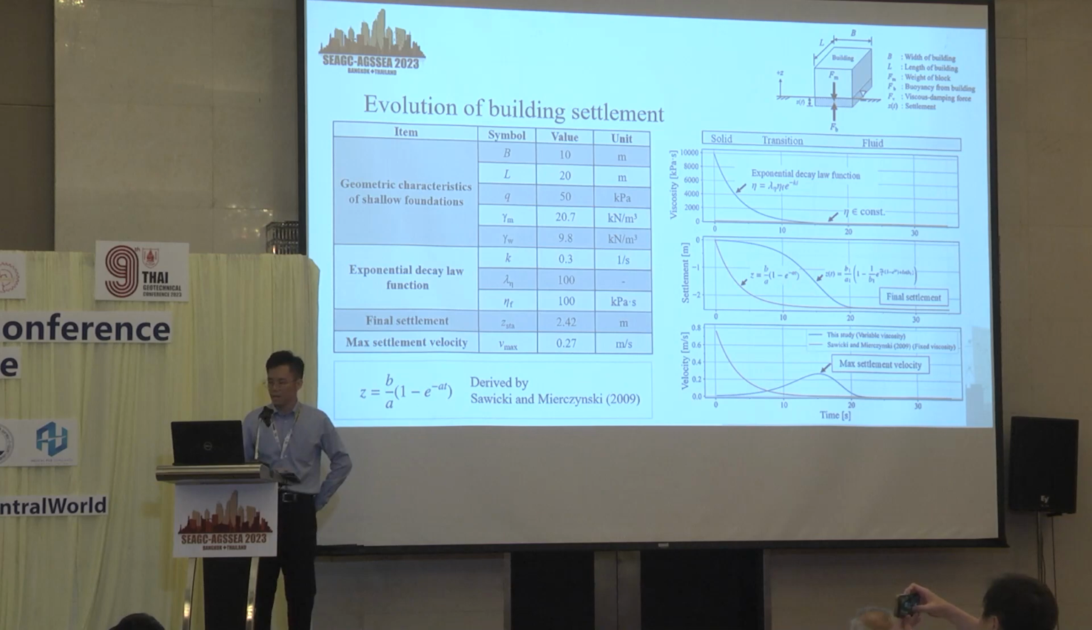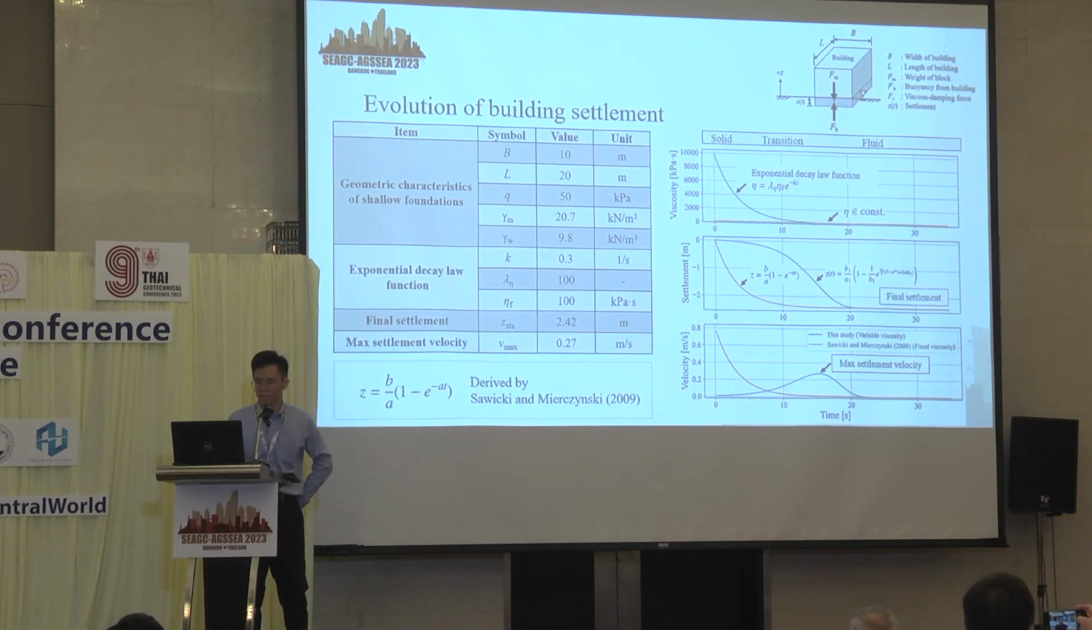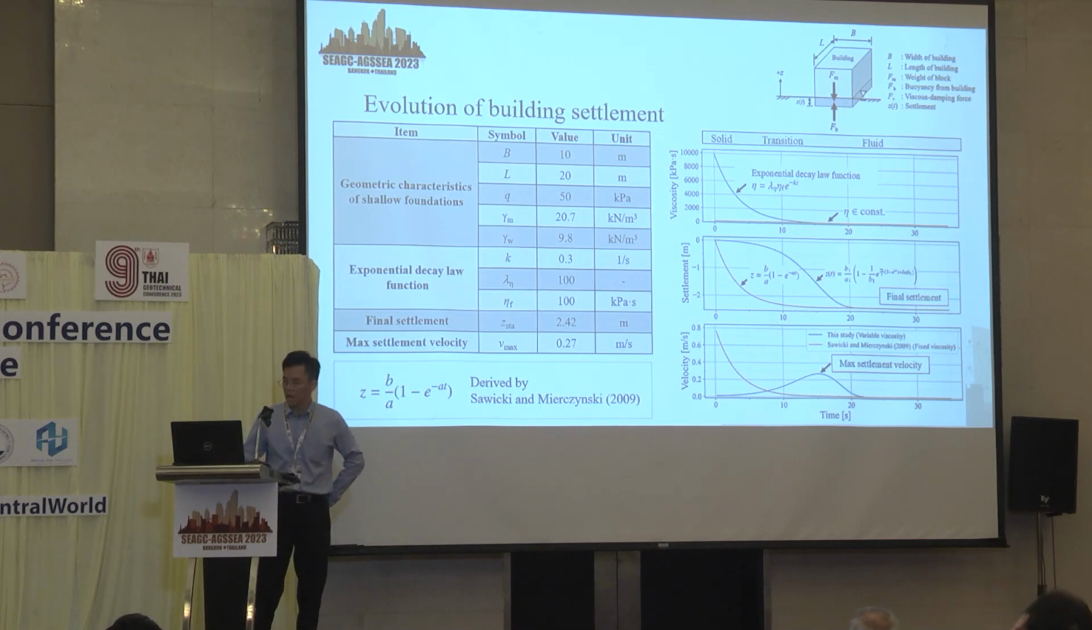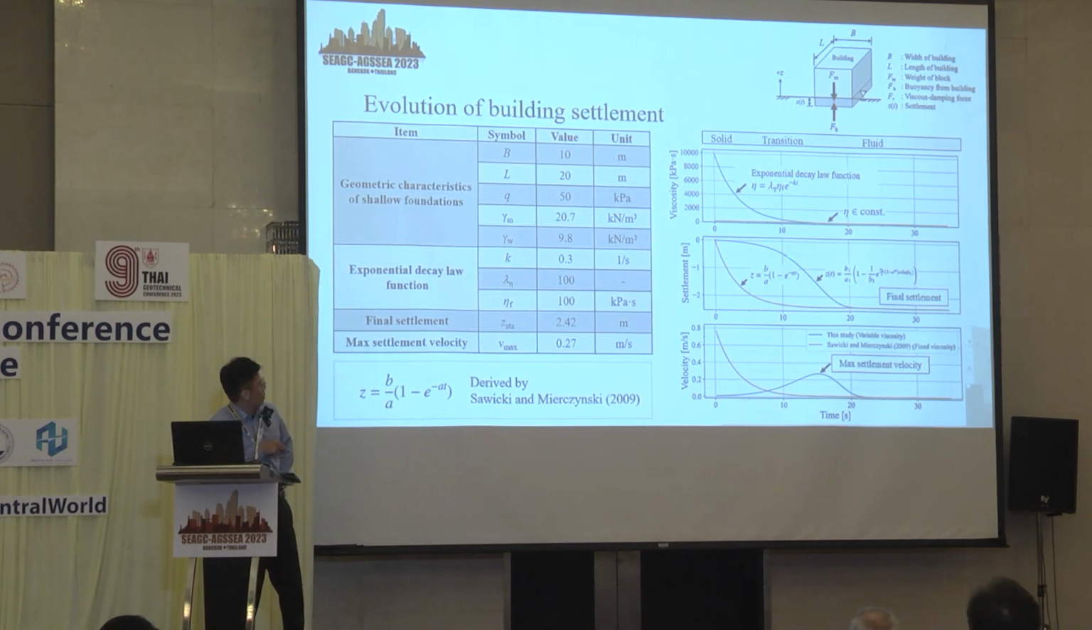So when we focus on the settlement, we will compare two kinds of analytical equation. One is proposed by Sawatsky in 2009. This formula looks like this, and it is presented in the orange line. And in our research, we use our own equation, presented in the blue line, like this.